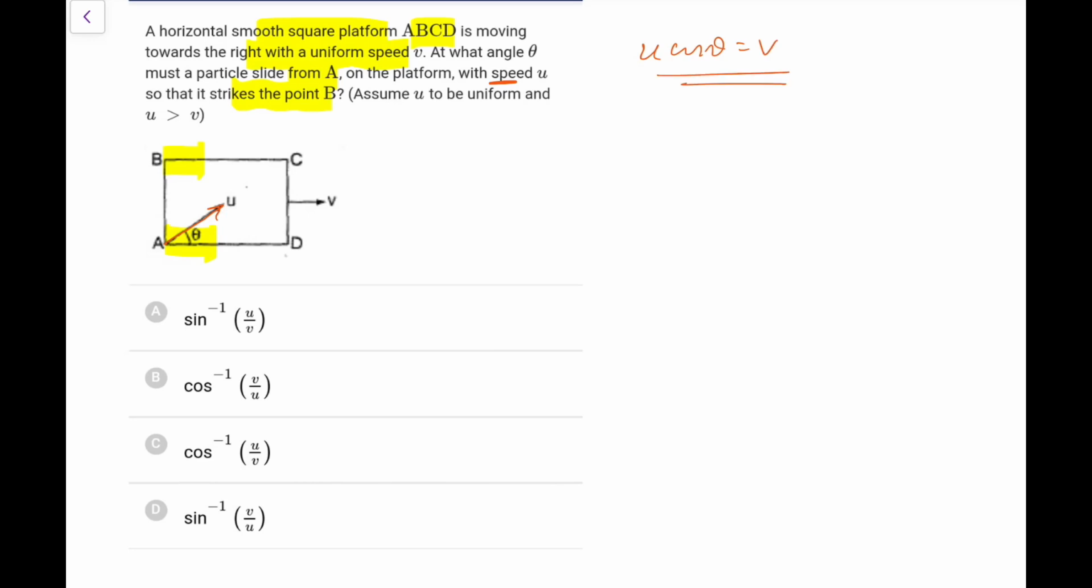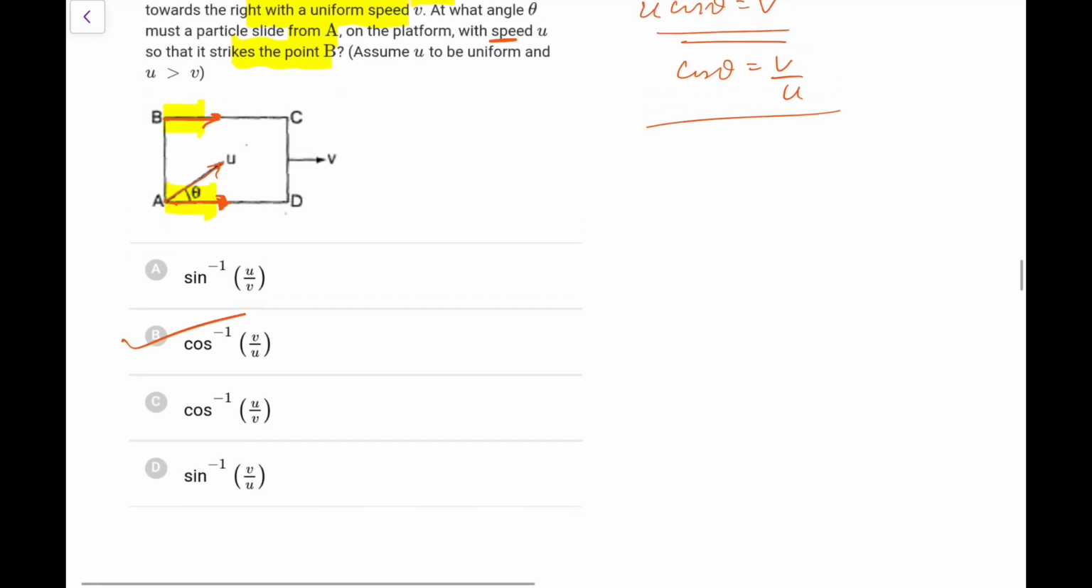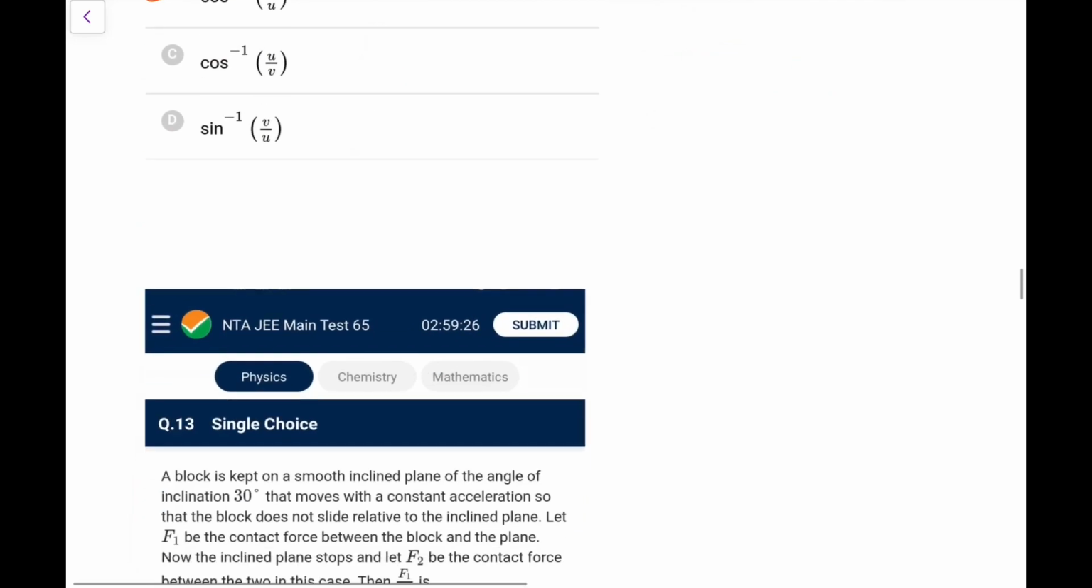That is for sure. Then only the distance traveled by it along the x-axis would be u cos theta t, and by the platform also vt, then only they can meet. So that means cos theta is equal to v by u, so theta is cos inverse v by u. So it's not that tough, though it looked so initially on reading the question. Simply you have to make sure that for them to strike, the x components of the velocities must be the same.